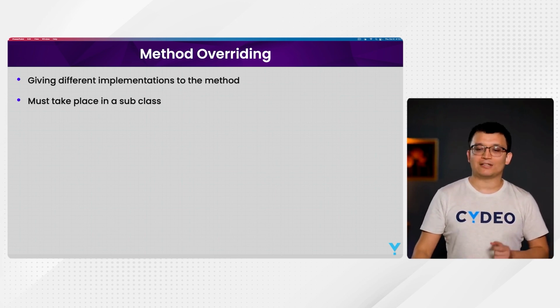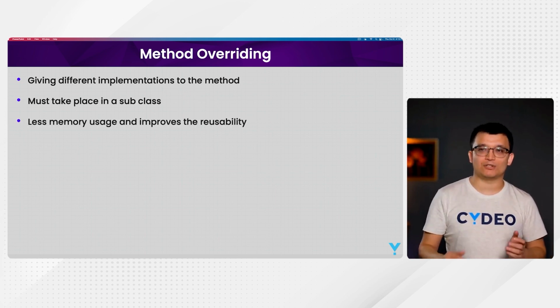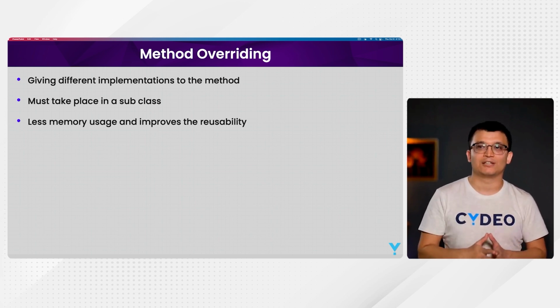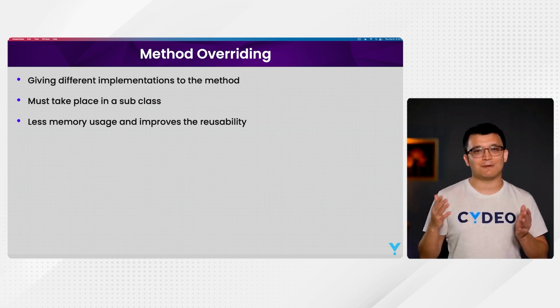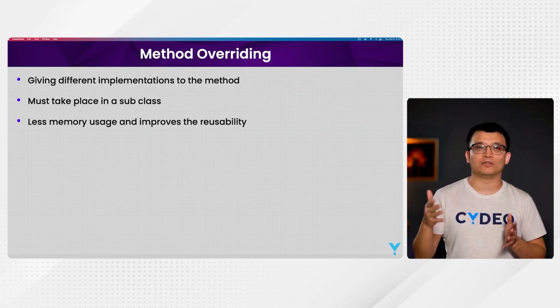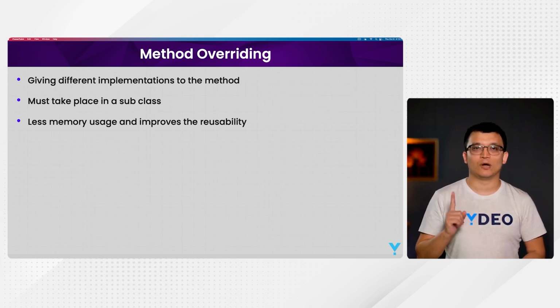And we need this method overriding concept because it is going to make our code much more efficient, and it has the advantage of less memory usage. Plus, it is going to improve reusability, because you will be using one method for multiple different implementations. Only one method will be created. It will be overridden multiple times to give multiple different implementations. So that's why it will improve the reusability of our code significantly.